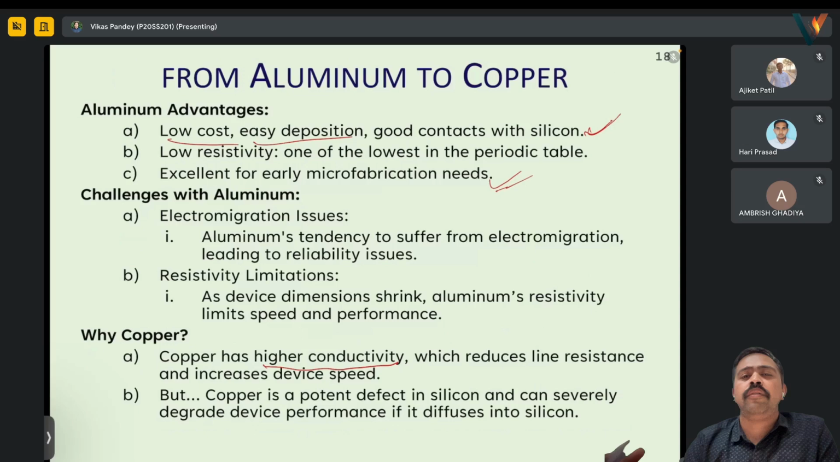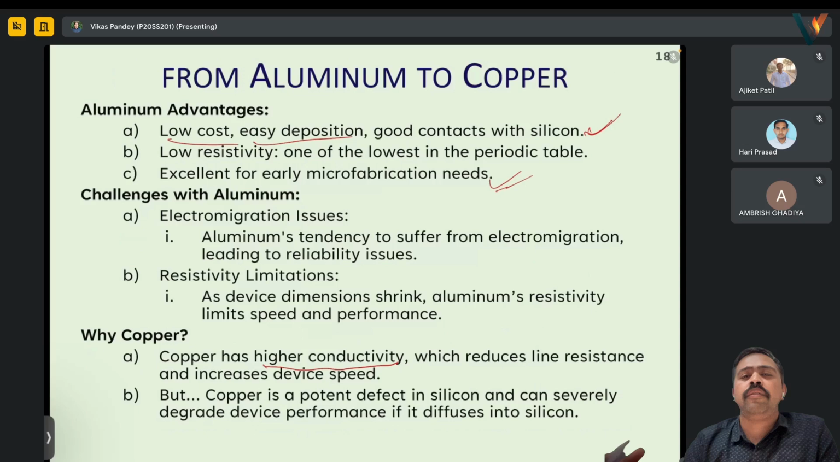it creates deep level traps. If you have learned a bit of semiconductor fundamentals, you learn trap levels and all. In silicon, it creates trap levels and loss of charge. That means there is an energy level where electrons will stay there. They will get stuck there. It will actually cause degradation in device operation. So we have a problem with copper diffusion and all.